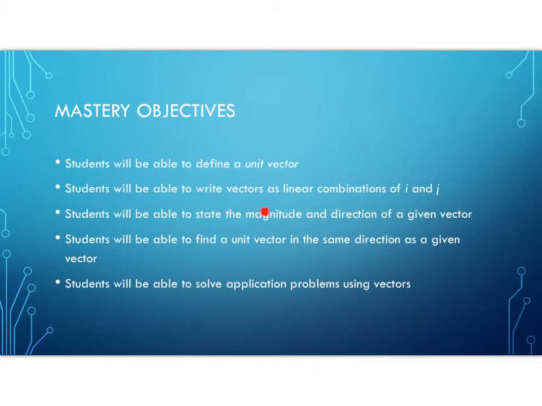And we're going to be able to state magnitude and direction. We've talked about magnitude already. We have not talked about direction yet. And then with all that, we're going to be able to find a unit vector in the same direction as a given vector and solve application problems.